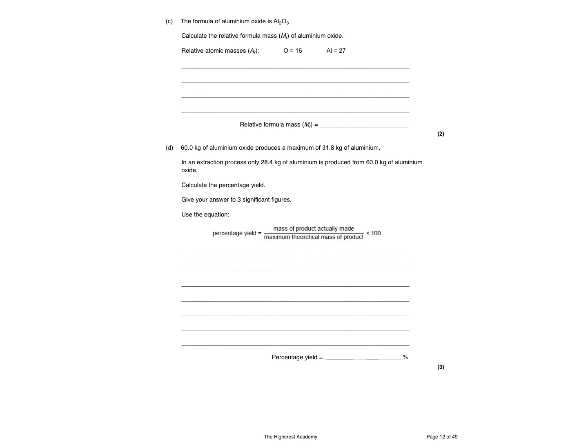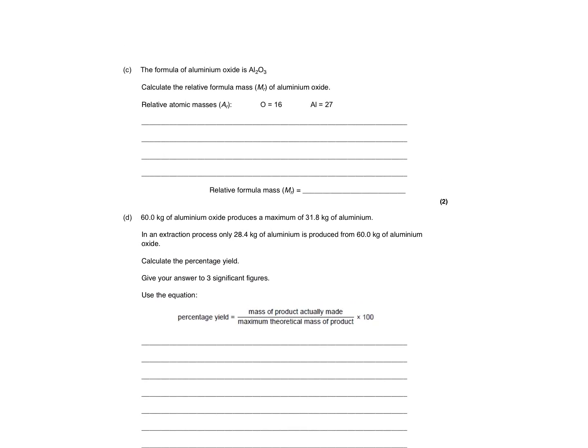And then, okay, the next thing is the formula of aluminium oxide is Al2O3. Calculate the relative formula mass. So all you need to do is, well, you have two aluminiums and 3 oxygens, so 16 times 3 plus 27 times 2 is going to give you an answer of 102.